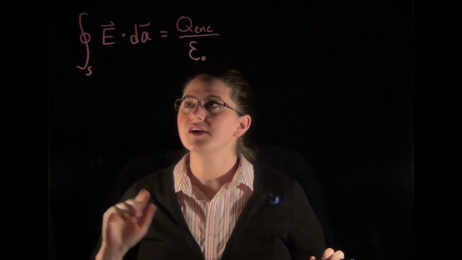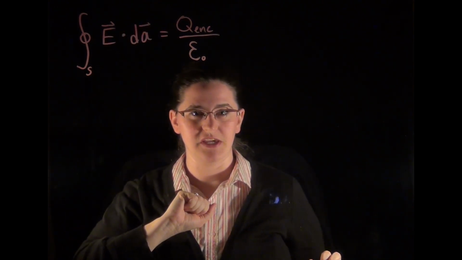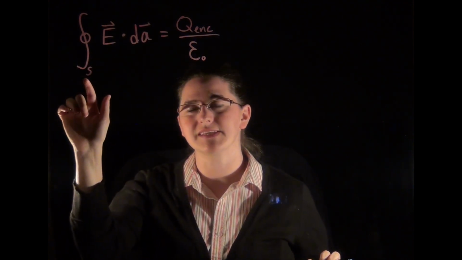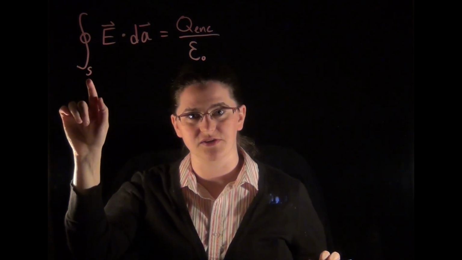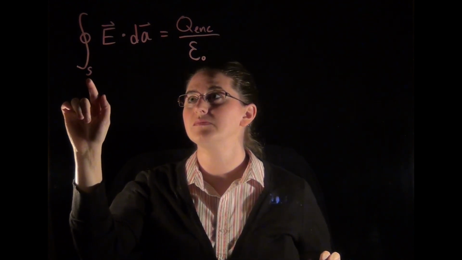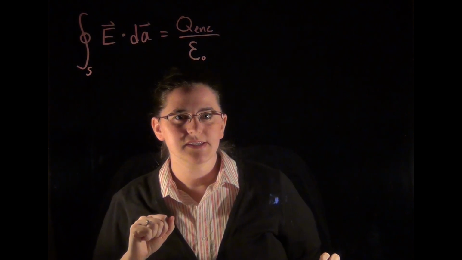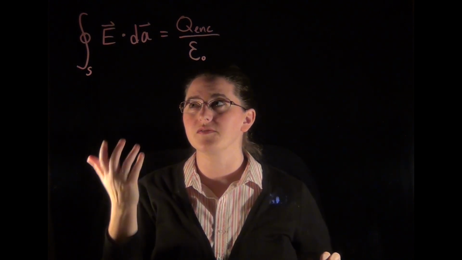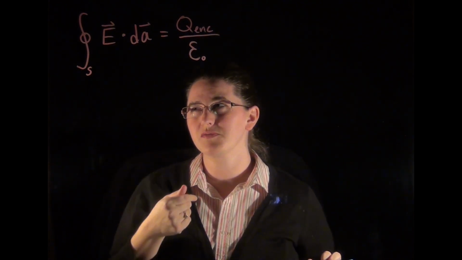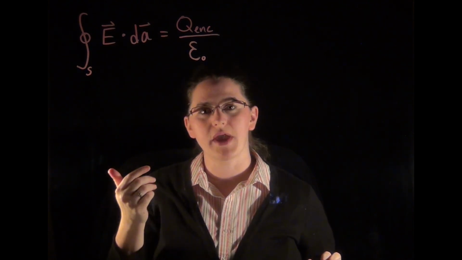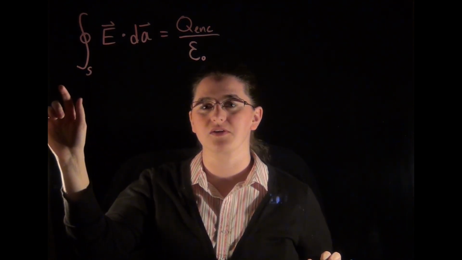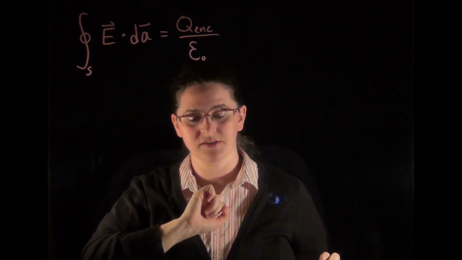Now, Gauss's law is used to find the electric field E, but here's the problem. E is inside this surface integral. I've put the S here to indicate that it's a surface integral, and this is dA, the area. So when E is inside the integral, Gauss's law for our cases only really becomes useful when you can take E out of the integral and you can get rid of the dot product.